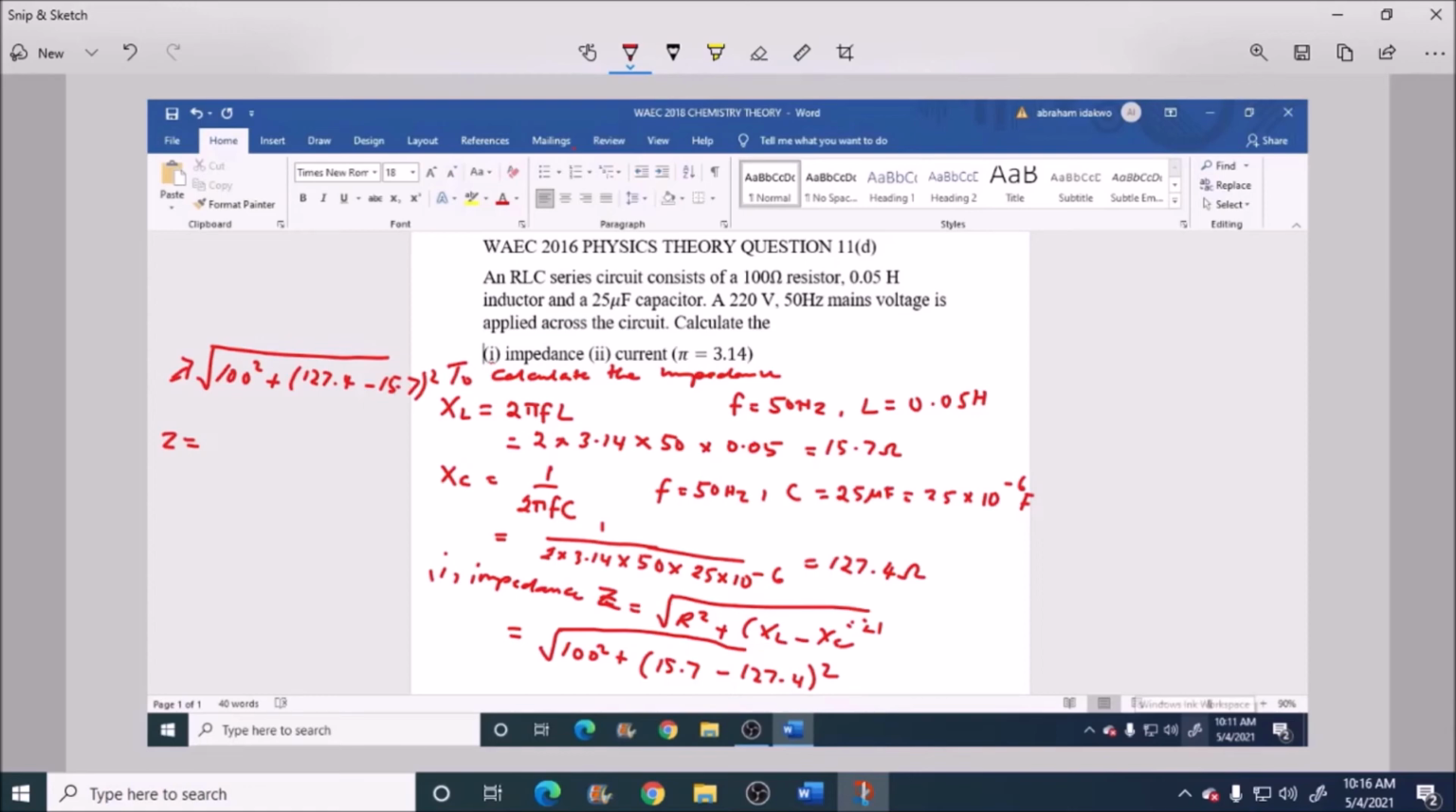Now the second question says to find the current. So current is equal to V, that's the voltage, over the impedance, and the voltage is given to be 220 from the question, and then we have the impedance, which is 149.9. So the current is equal to 1.47 amperes.